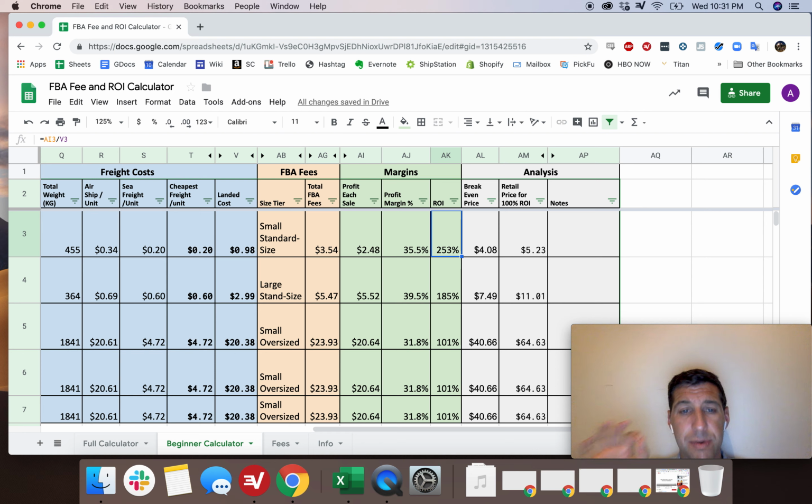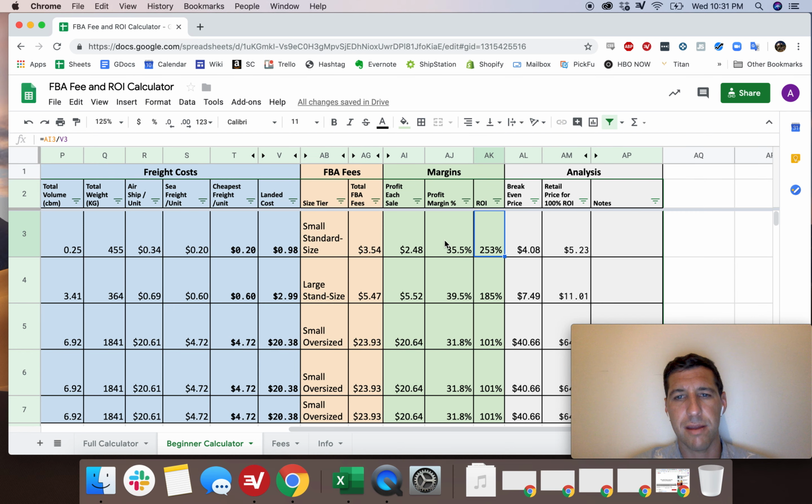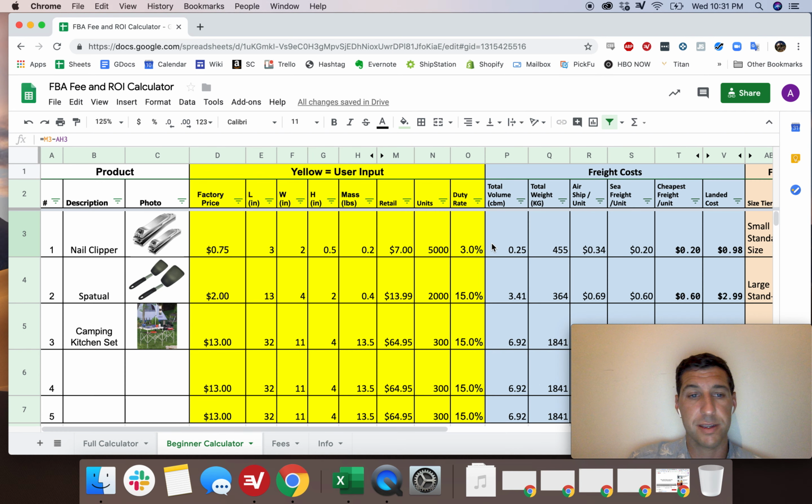And so that's the fun thing with this calculator. These are real numbers. All these equations are correct. You can verify them if you want, but of course they're right. And this calculator tells us what kind of ROIs we can get on these products.